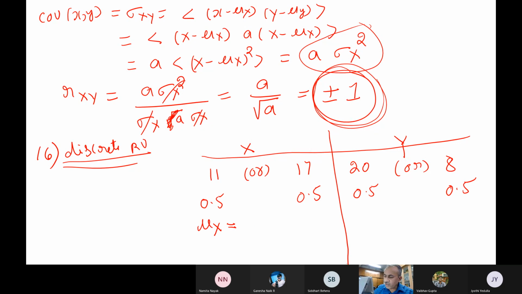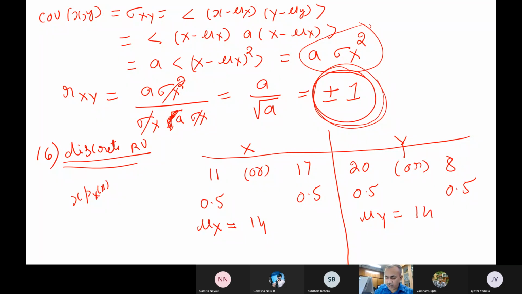Now, just calculate 11 into 0.5 plus 17 into 0.5. What is the answer you get? We said the mean is the sum of x into p of x. It is 14 actually. Now, what will be the mean value of y? Similarly, 20 into 0.5 plus 8 into 0.5. It is also 14 only. Very simple. Now, standard deviation, how much?